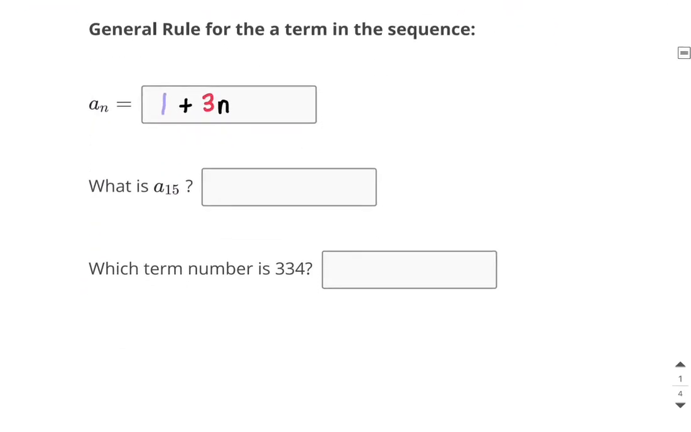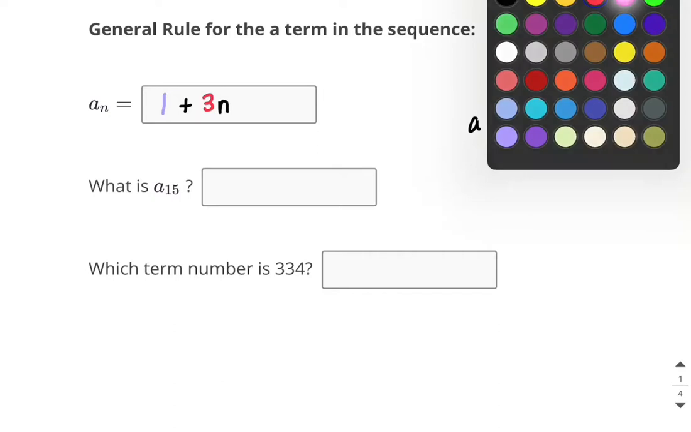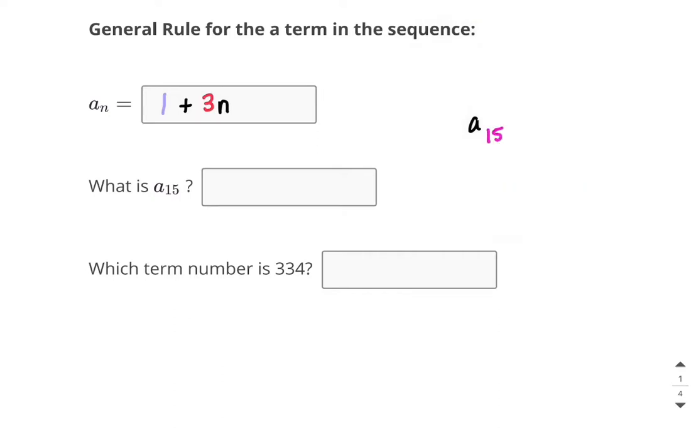Then I do what is a sub 15. So for a sub 15, I'm going to do this to the side. I'm plugging 15 into this formula. So I'm doing a sub 15, which is 1 plus 3 times 15. That's 1 plus 45, which gives me 46. So this should be 46 here.